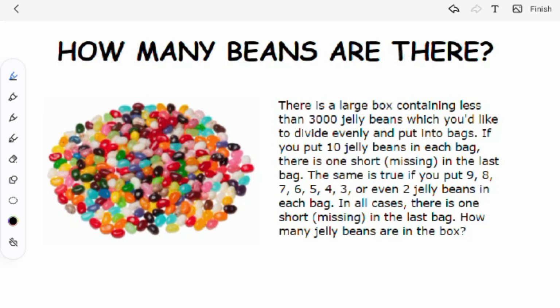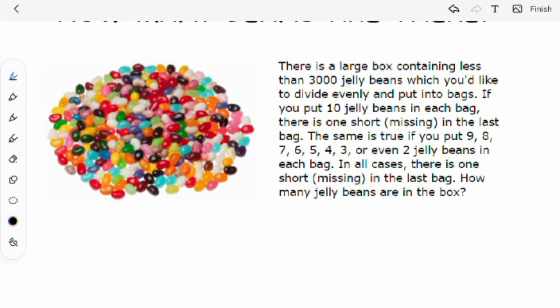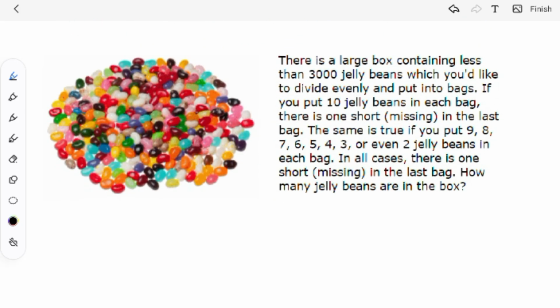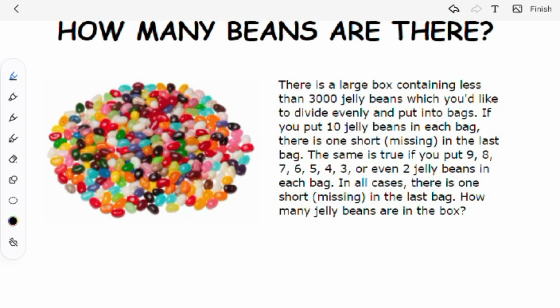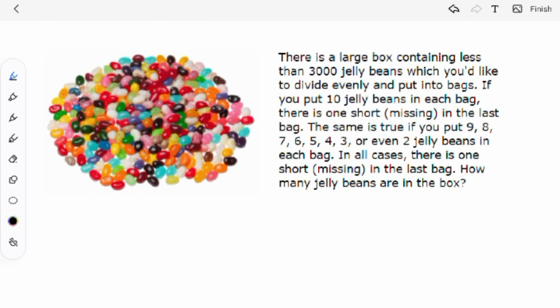And we know that if we divide them evenly into bags, then we have the following results. If you put 10 jelly beans in each bag, there is one short in the last bag. The same is true if you put 9, 8, 7, 6, 5, 4, 3, or even 2 jelly beans in each bag. In all cases, there is one short in the last bag. How many jelly beans are in the box? This is the puzzle. I have to find a way to approach it.